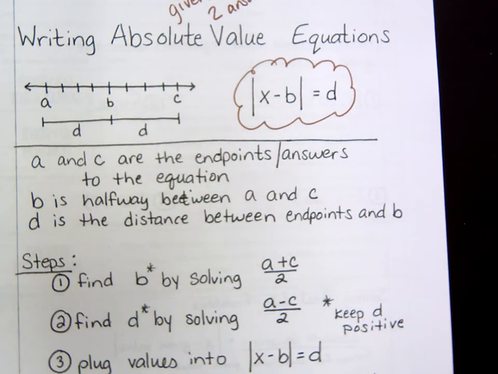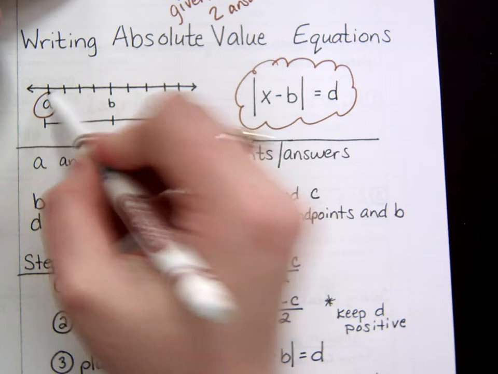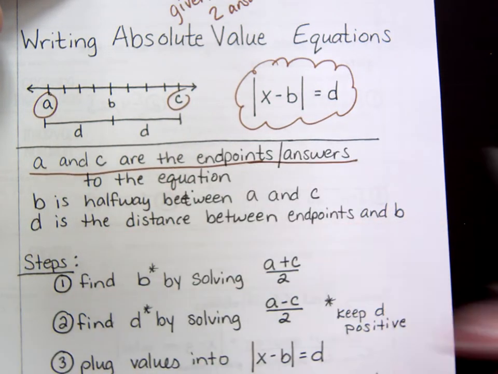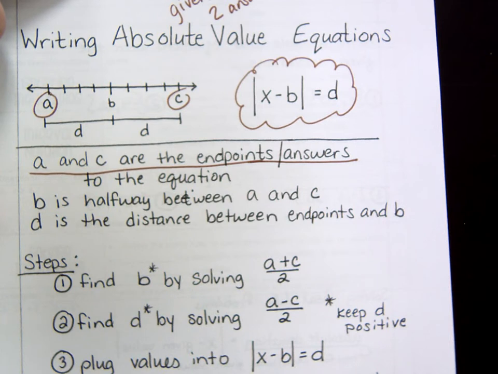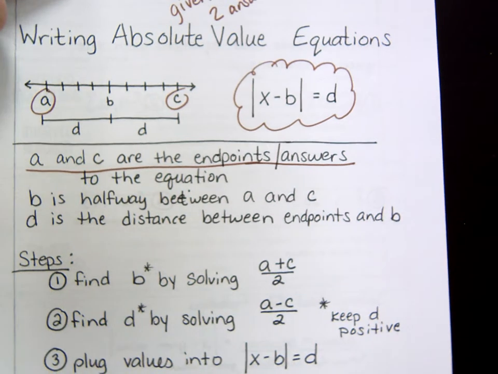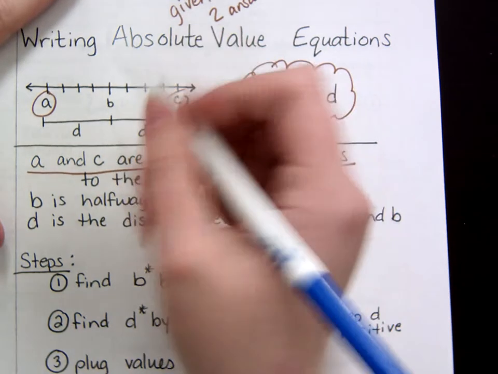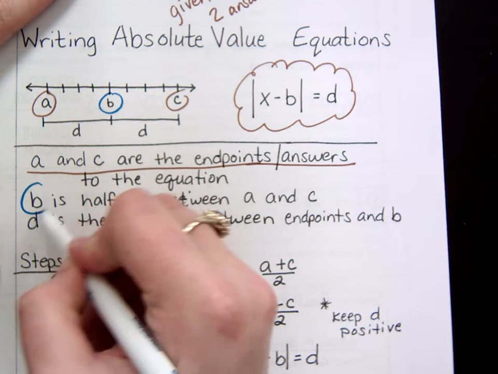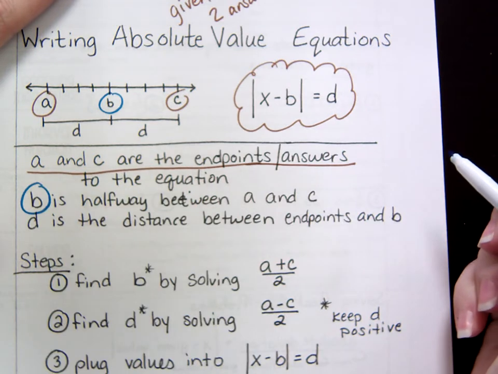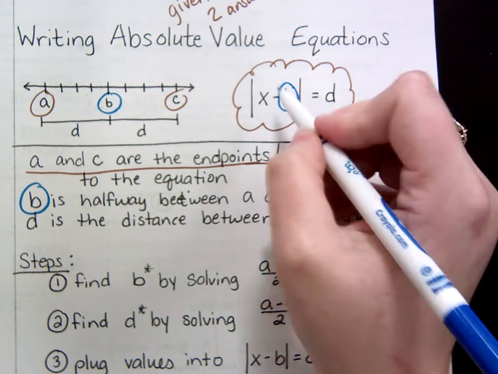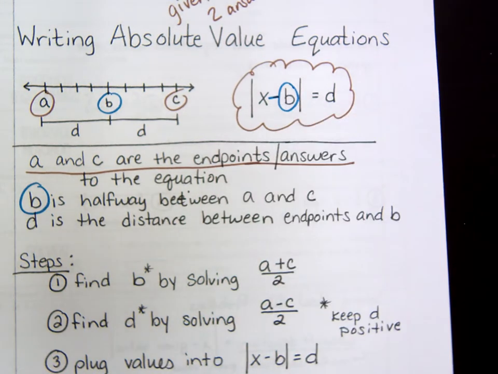Now, A and C, the endpoints, are the answers to your equation. That's what you're going to start with. This is what you know at the beginning. B is your midpoint. It's halfway between A and C, and that's what gets put inside the absolute value. So it is x minus whatever that value is.